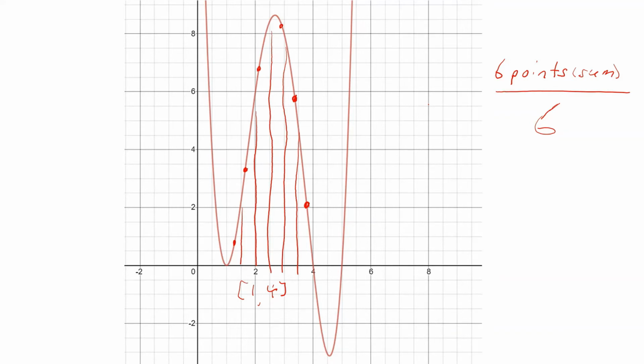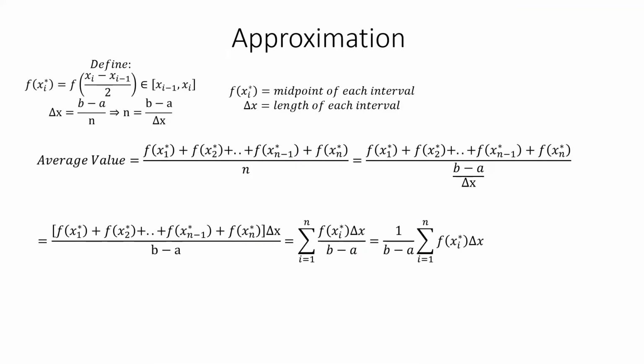However, what we just did was not very mathematical, so we have to translate it into the math world. Our strategy for this section is going to be to create an approximation and then make that approximation better and better until we get something exact. To do that, first we need to define a couple things up here. f of xi star is equal to f of xi minus 1 over 2 on the interval xi minus 1 to xi, which is just a fancy way of saying that it is the midpoint of each interval.